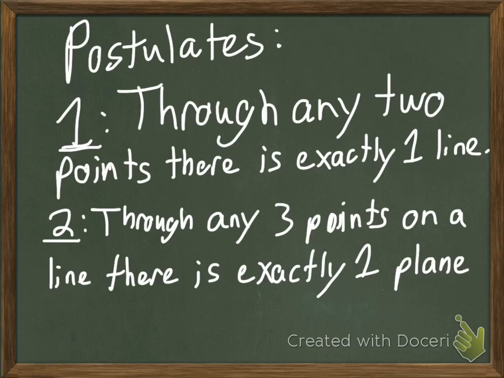The next postulate says that through any 3 points on a line, there's exactly one plane. So that means if I draw 3 points and I put a line through them, then all 3 of those points are on one plane. They are not on any other plane.